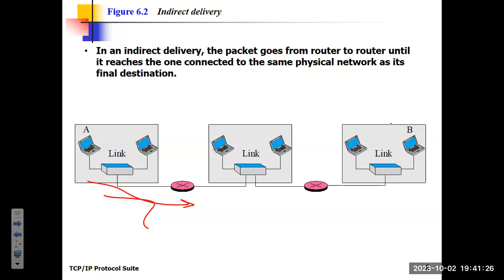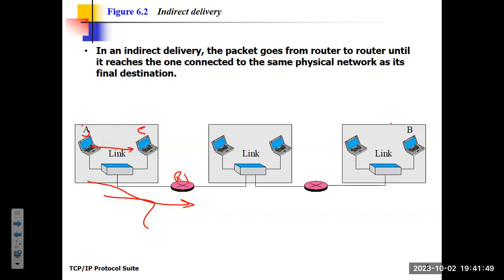Before that, if I want to send something from A to C, is that direct or indirect? It's direct because it's in the same network. Now, if I want to send something from A to this router, R1, is it direct or indirect?